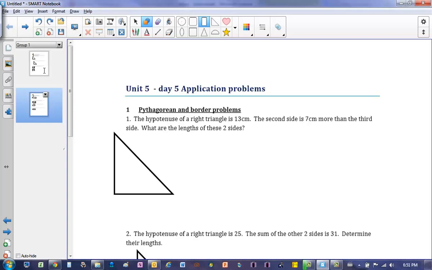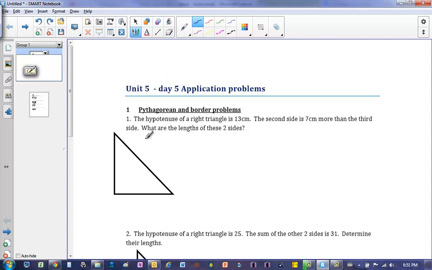Let's take a look at some more application problems with quadratic equations. We're going to look at some word problems that involve geometry, in particular the Pythagorean theorem and some border problems. In this problem, the hypotenuse of a right triangle is 13 centimeters in length. Usually the hypotenuse we label as C.